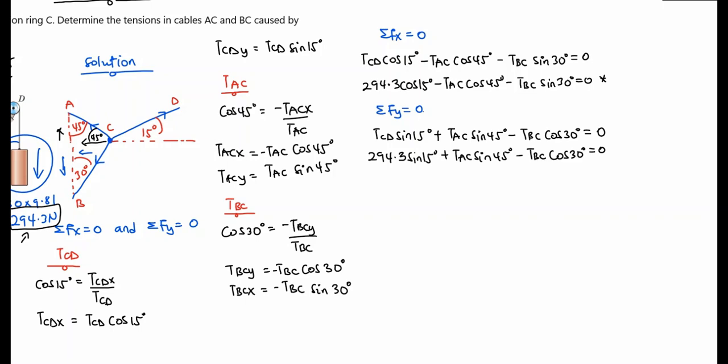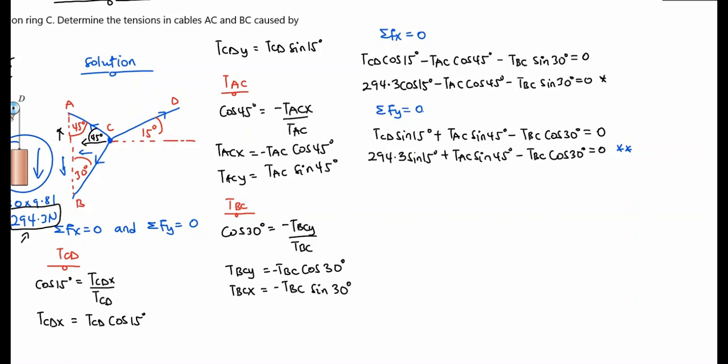Okay, so now what you're going to do is consider any of the equations and then make one of the unknown variables the subject. So what I'll do is consider equation 2, and then I'll make TAC the subject.